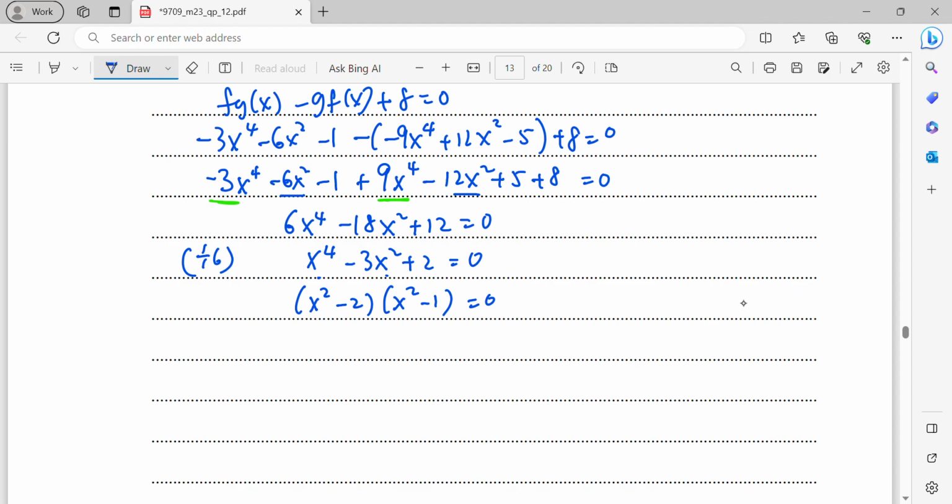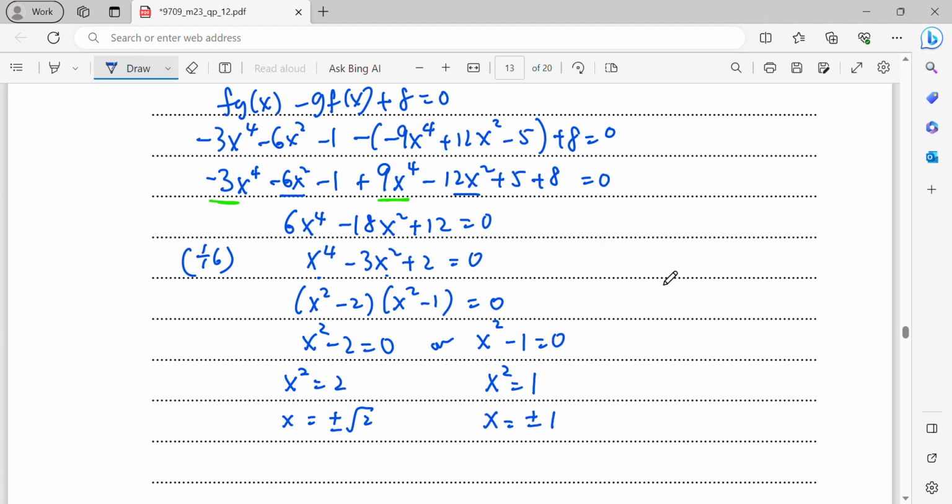Okay, now when the product of two terms equals 0, it means that either the first term equals 0 or the second term equals 0. So now x squared equals 2, which means x will be plus minus square root 2. Now for the next one, x squared minus 1 equals 0 means x squared equals 1. Therefore x will be plus minus 1.